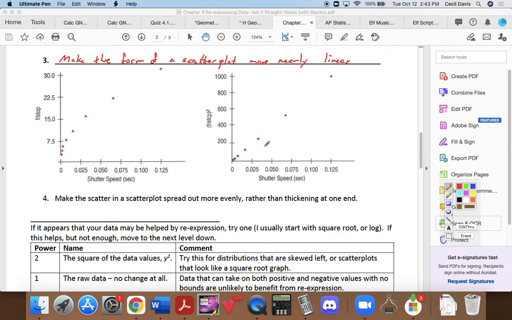What do you think the correlation is there? Pretty close to 1. It seems like it would be. That's good to hear.